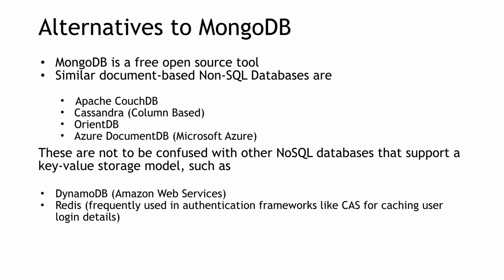There are many alternatives to MongoDB that you could also integrate into Eve. That includes text-based databases and other SQL-based databases, but also potentially other systems such as CouchDB, Cassandra, OrientDB, and Azure DocumentDB. And these databases should not be confused with non-SQL databases that support, for example, key-value storage models such as DynamoDB and Redis, because they are targeting other domains.